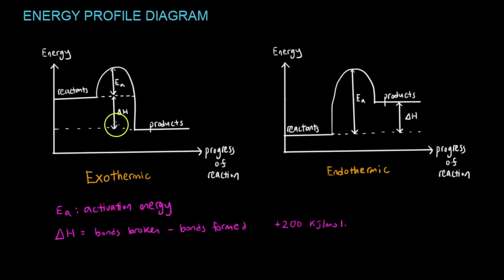You can see from here, this is the difference, right? When I extend a line out here, this is the change in H. Whereas for this one, if I extend the line like this, and extend the line like so, this is a change in H, because it's just the difference between products and reactants. EA is a bit different. EA, you always start from the reactants line.